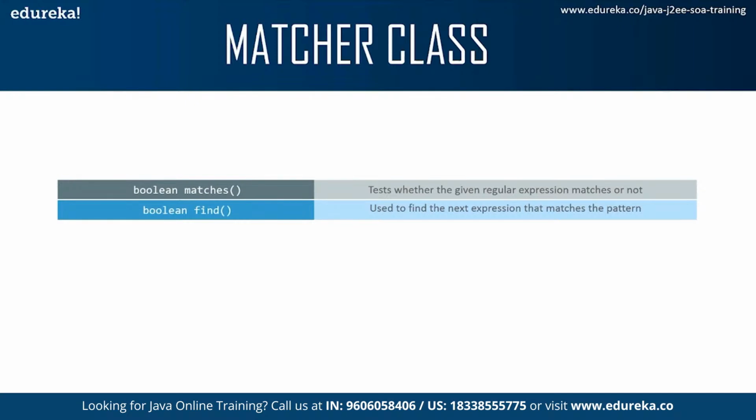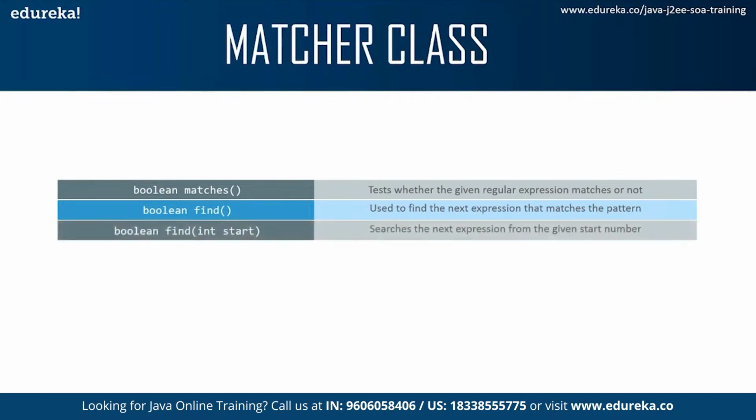So once you get a match, it will go ahead and find the next expression which will be able to match the pattern or not. If not, it stops there, and then it will again go ahead and find the next one. Next, boolean find(int start). So here I'm passing the parameter called start, and by doing this, it will help to search for the next expression from the given start number.